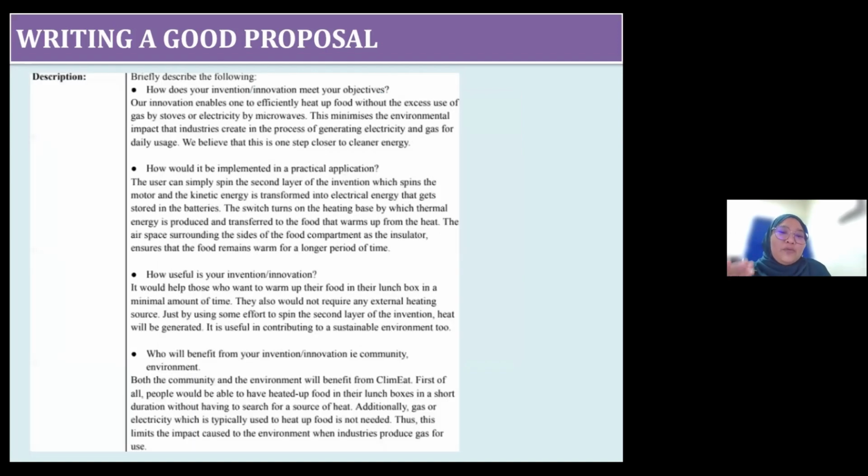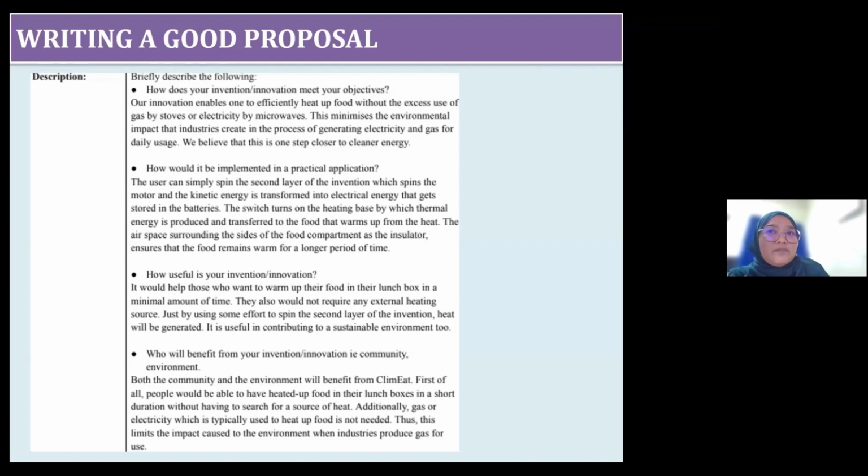Moving back to this description part, looking at the first question, how does your invention or innovation meet your objective? Remember, in the beginning, you already spelled out your objective. In your objective, you mentioned the problems that you identified. Since you identified the problem, you propose a solution for it.